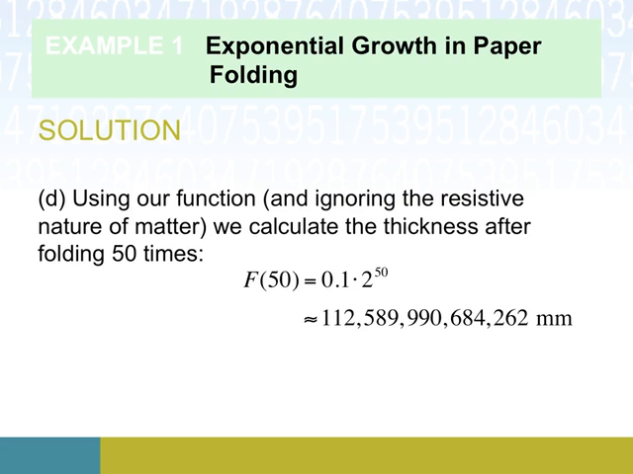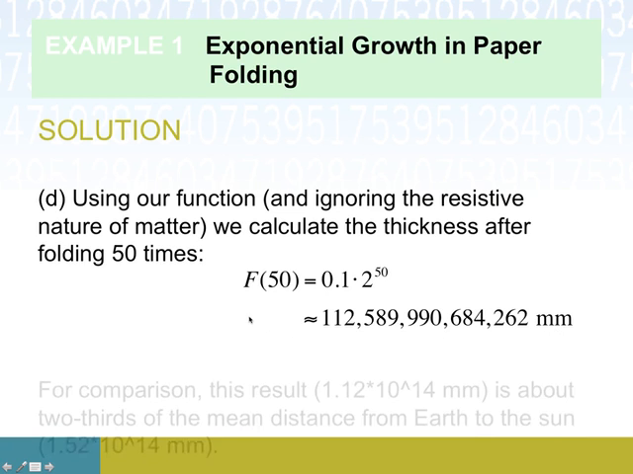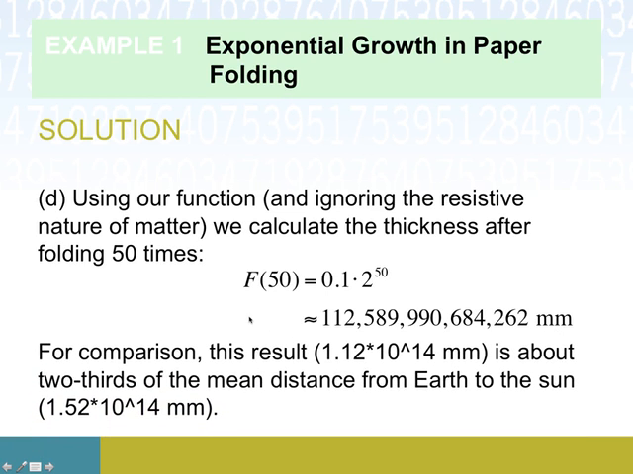That's how many millimeters. Now, look at this. So here's thousands, millions, billions, trillions, quadrillions. 112.5 quadrillion millimeters. That's kind of a ridiculously large number. And for comparison, let's note that the mean distance from the Earth to the Sun is 1.52 times 10 to the 14th millimeters, and we came up with 1.12 times 10 to the 14. So about 2/3 of the way to the sun is how tall this stack of paper would be.